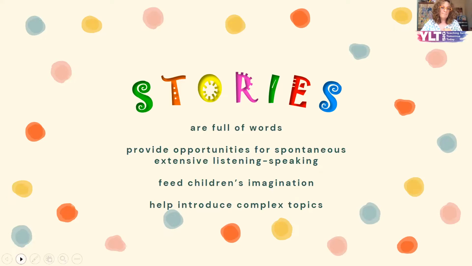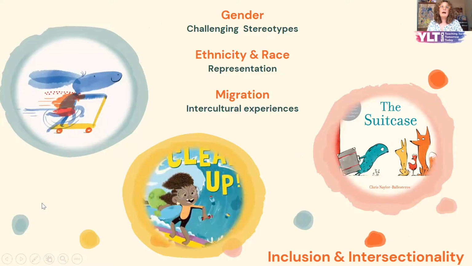Now, for today, I chose three areas I would like to explore when we deal with inclusive education. And even though I say this, that, and the other, actually there is a lot of intersectionality going on. It is multi-layered, and this will also be seen in the books I chose for today. So I chose to explore gender with children, particularly to challenge gender stereotypes. I would like to explore ethnicity and race to see how children's books allow for representation in the classroom, and migration to allow children to go through intercultural experiences.